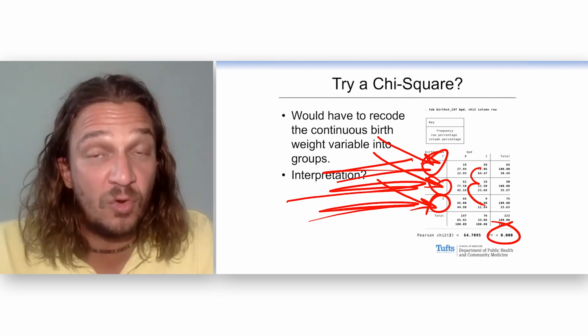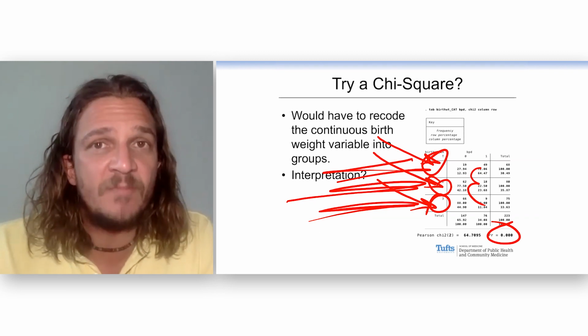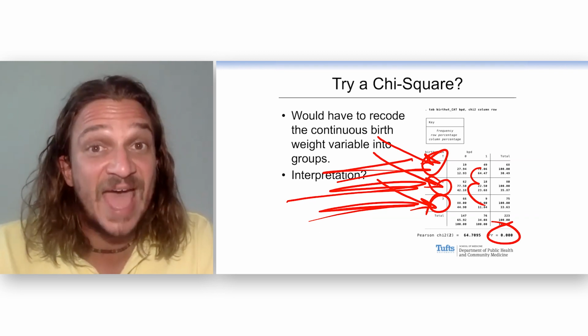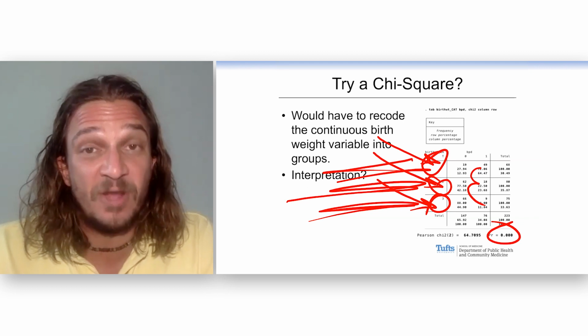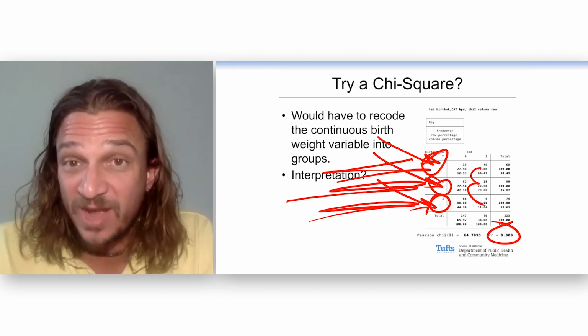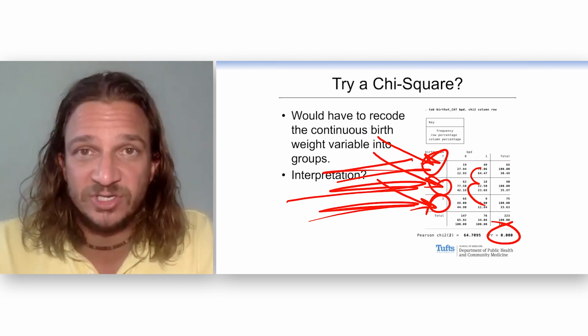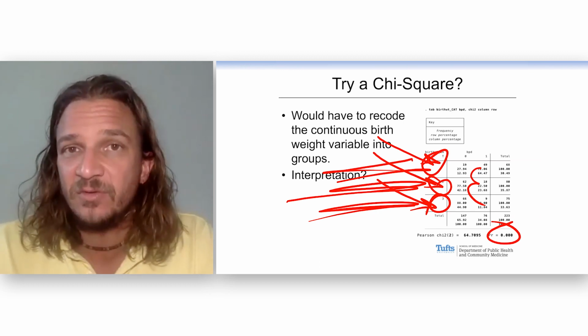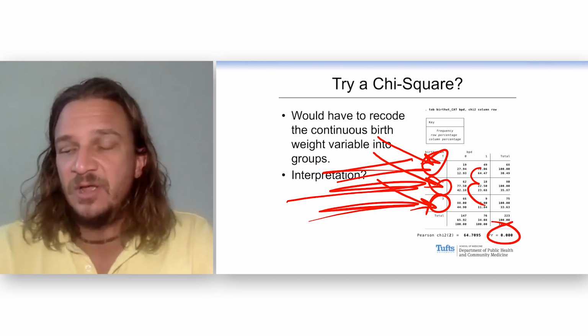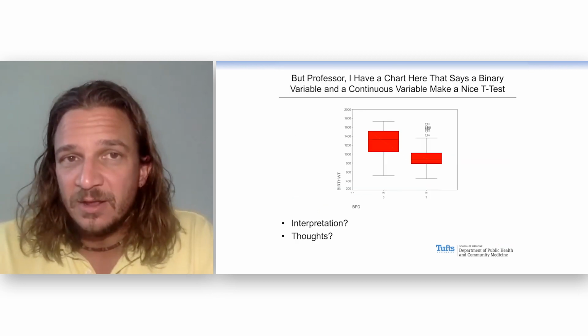But as a general rule, don't dumb down your data unless you really have to. You have good information here about the actual birth weight of the baby, and now you're going down the hierarchy and putting it into categories. Don't do that unless you really have to. Let's keep that information.